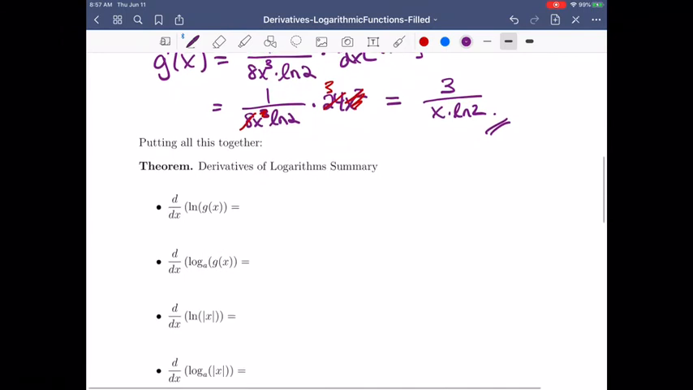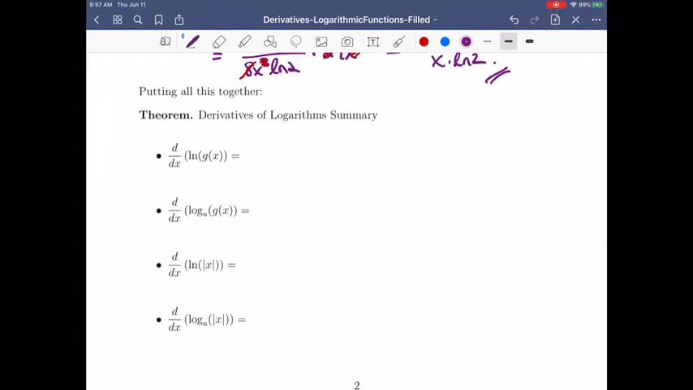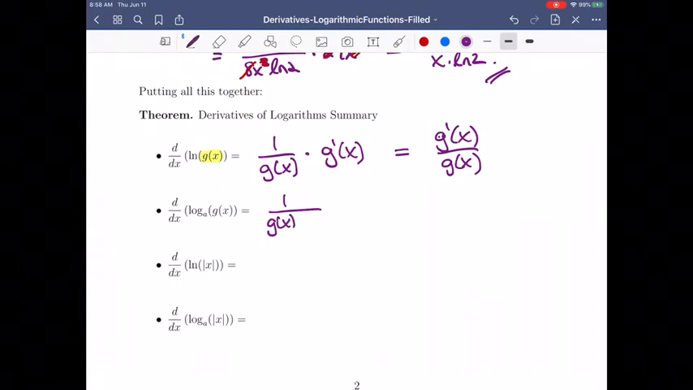Okay, so putting this together, we can write the rules a bit more generally. If you have ln of g of x, so you have this inside function, it's going to be 1 over g of x, because that's the rule for ln, that's the outer derivative. But then you have to multiply by the inner derivative, g prime of x, which you could just write as g prime of x over g of x. If it's a base a, same idea, but it's 1 over g of x times ln a. You just get that extra ln a factor. So it's g prime of x over g of x times ln a.